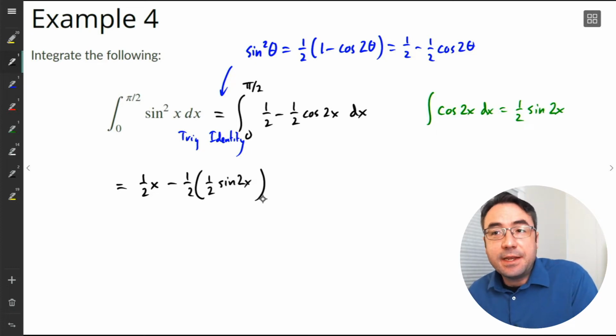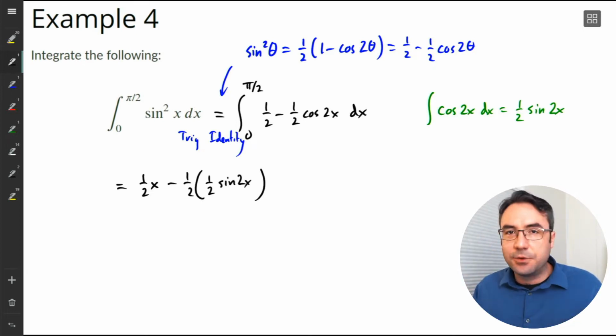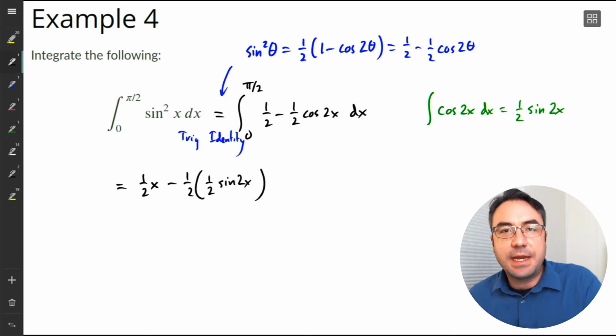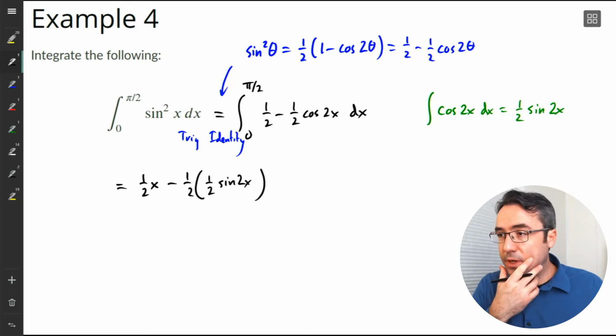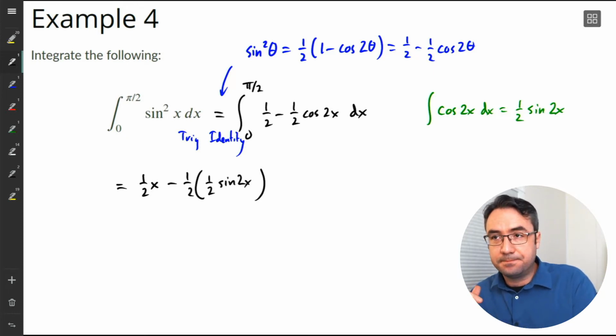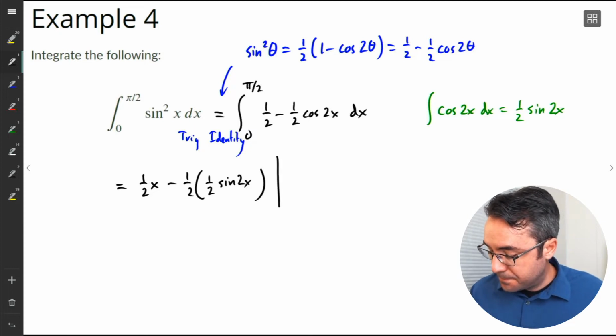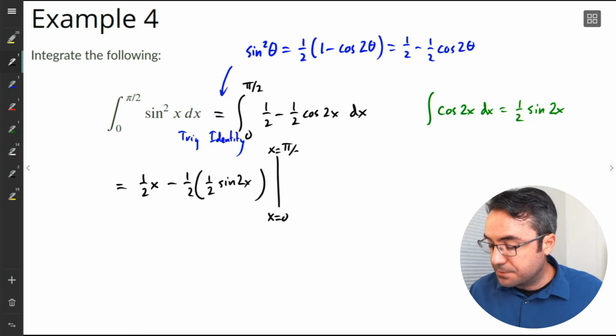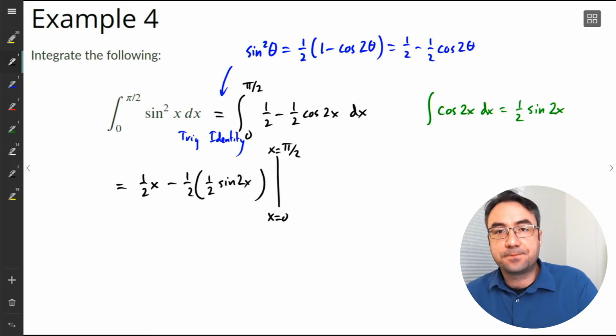Now we're doing a definite integral, so we don't have to worry about the plus c, because if we did include it, that's okay. It would just end up getting canceled out anyways. So we don't need to worry about that for a definite integral. We have our antiderivative. So now we just evaluate from x equals 0 to x equals pi over 2. And there we go. We're ready to go on. We have our antiderivative now.